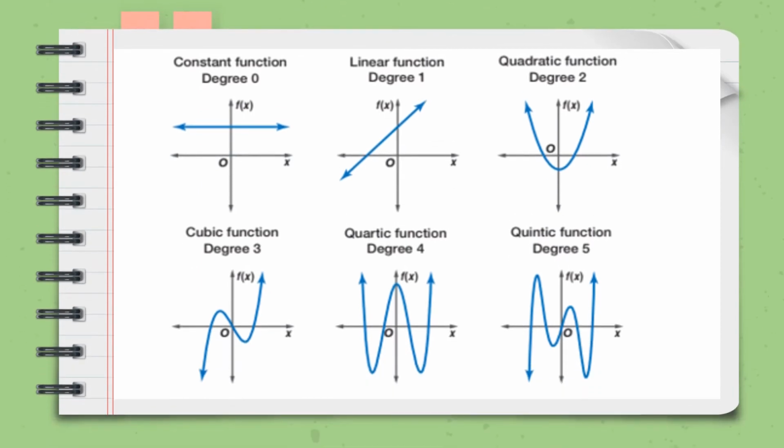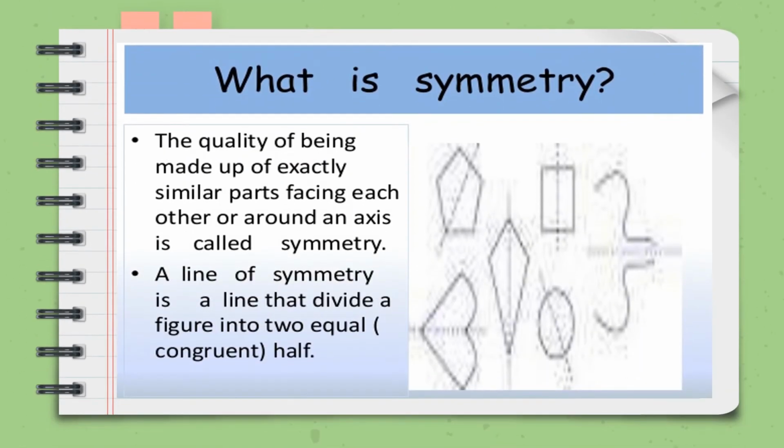These are the illustrations of the different kinds of functions based on the degree. What is symmetry? The quality of being made up of exactly similar parts facing each other or around an axis. And a line of symmetry is a line that divides a figure into two equal or congruent halves.